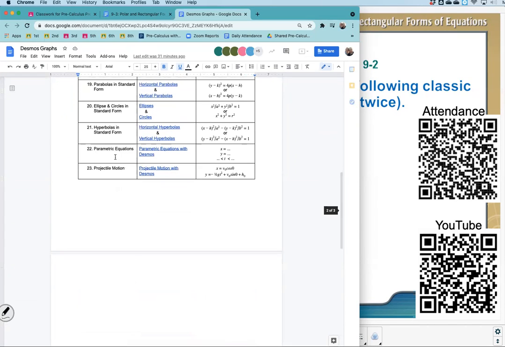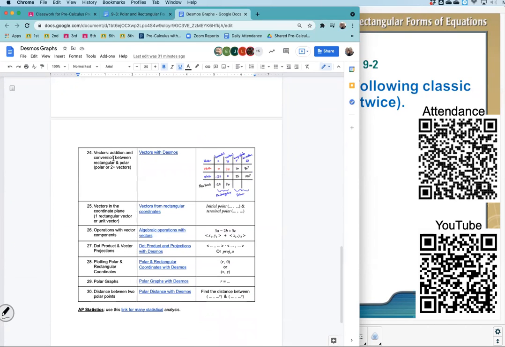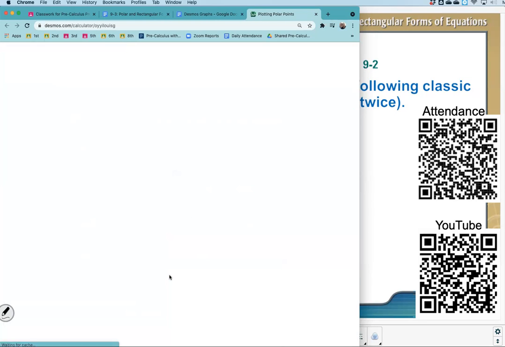For calculators today, we will use number 28. So if you want to go ahead and open that up, that's what we're going to be using here today.